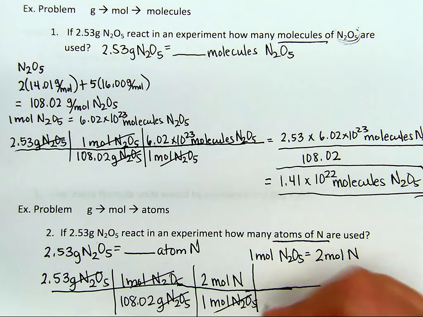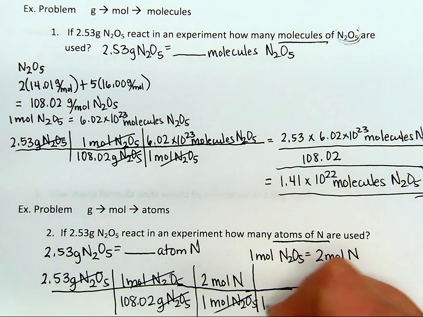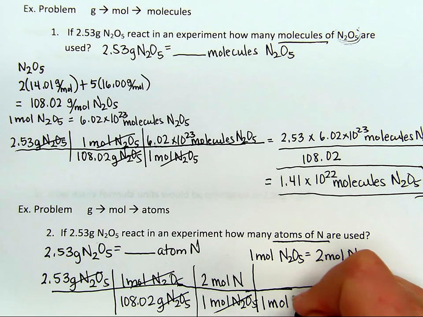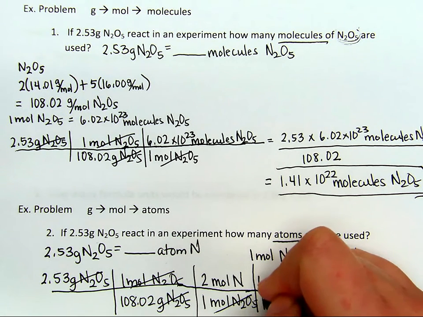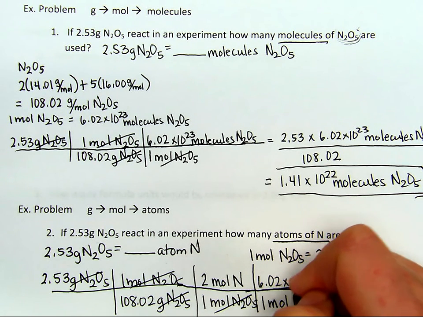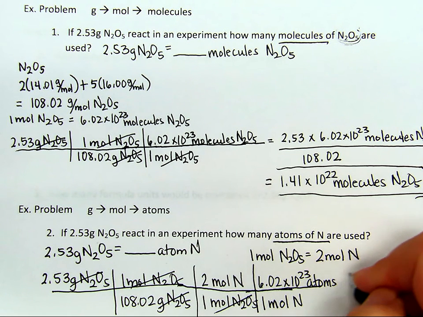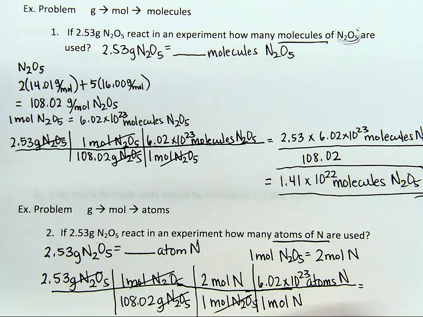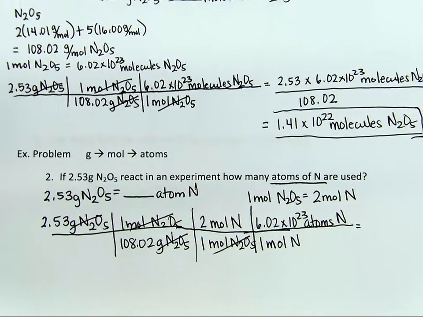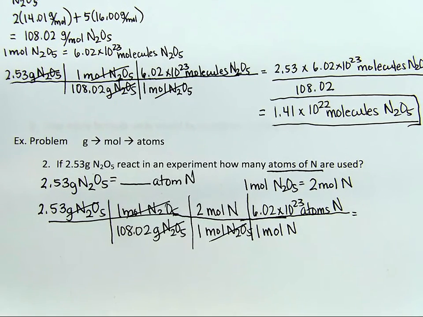Now we can use Avogadro's number. For every 1 mole of N, that would be 6.02 times 10 to the 23rd atoms of N. So that means we're going to take, I'm going to go ahead and do this. I'm going to push this up just a little bit. Okay, and work right here.